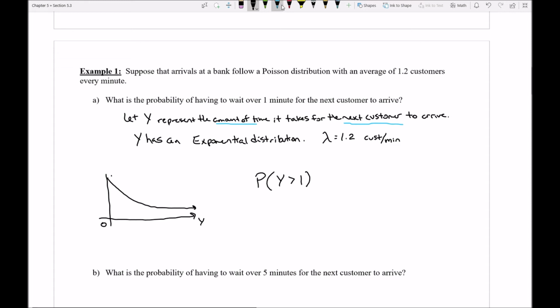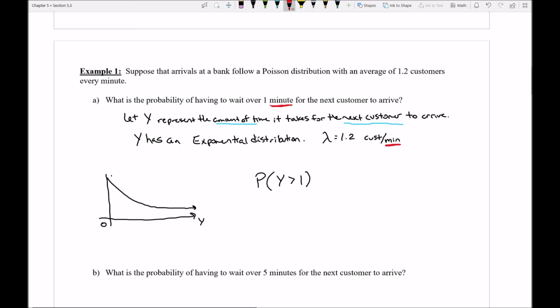Now here comes the most important part of everything in this section, the most important part of section 5.3. If I'm interested in having to wait over 1 minute, I need to make sure that the unit of time in my lambda is also minutes. If it's not, I'm going to be in trouble. But since these two things match right now, everything's going to be super easy.